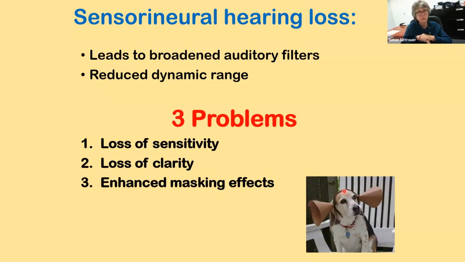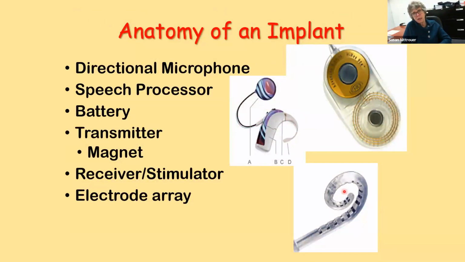Okay, now, of course, we can give a child a hearing aid, which improves sensitivity. But when the hearing loss is profound or severe, we might provide the child with a cochlear implant. So let's just talk about what a cochlear implant is. This is what they look like now. This is the external part. This is worn on the ear. This is the microphone here.